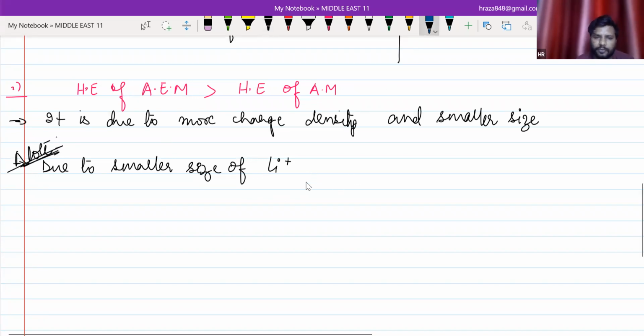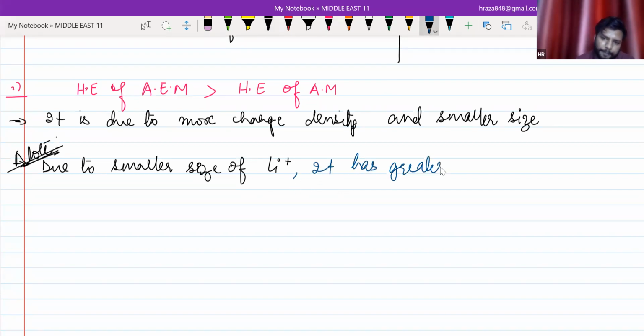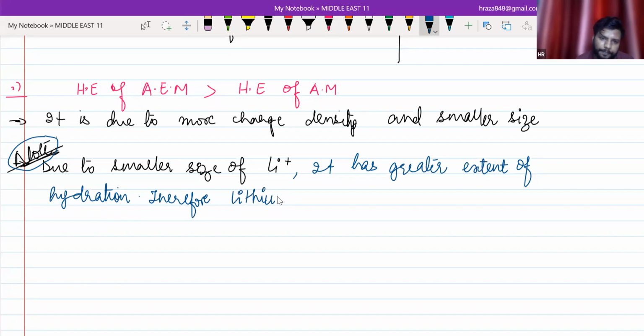Due to a smaller size of Li plus, it has greater extent of hydration. We are talking about lithium in its group. This note is about lithium in its group. Greater extent of hydration. Therefore, lithium salts are mostly hydrated. What does it mean?